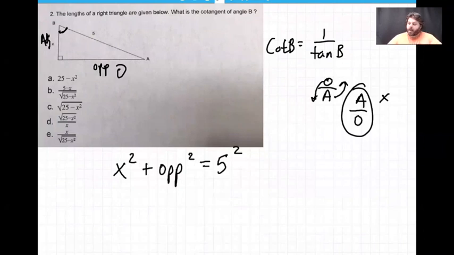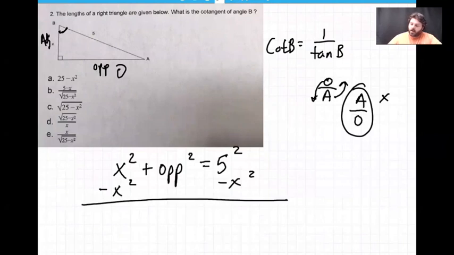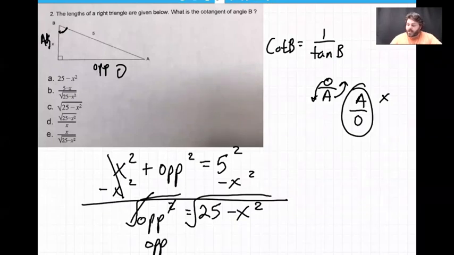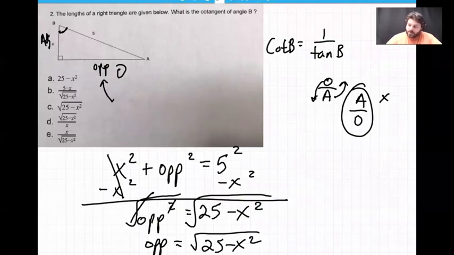So if I solve for opposite here, I'm going to take away x squared from both sides. That gives me 0 on the left, and the opposite side squared is equal to 25 minus x squared. I went ahead and simplified that 5 squared there. Then to find the actual length of the opposite side, I root both sides because roots and squares cancel out. So I know that this opposite side length is the root of 25 minus x squared. So I'm going to go ahead and write this opposite is root 25 minus x squared.